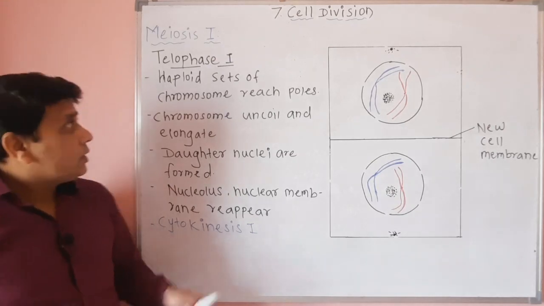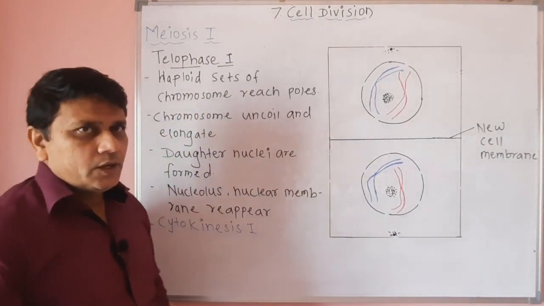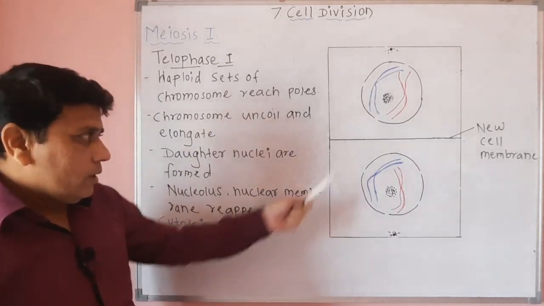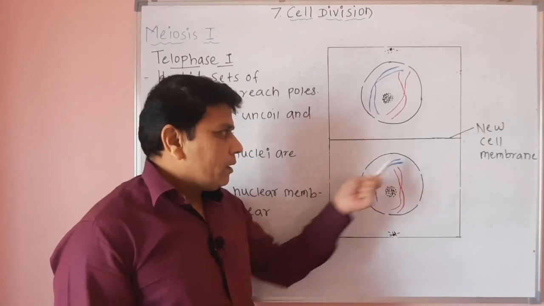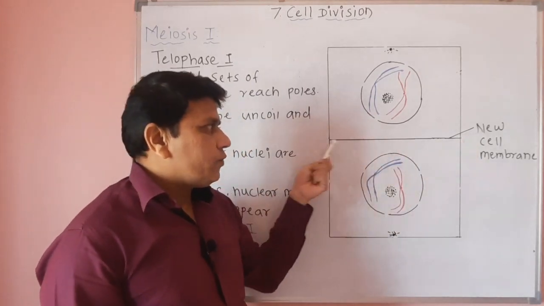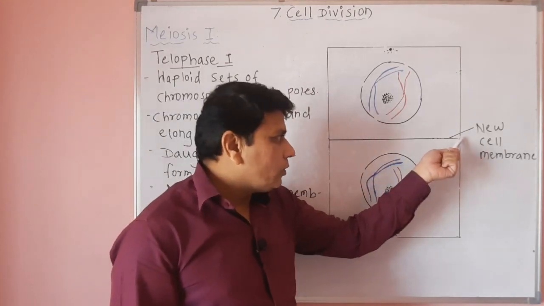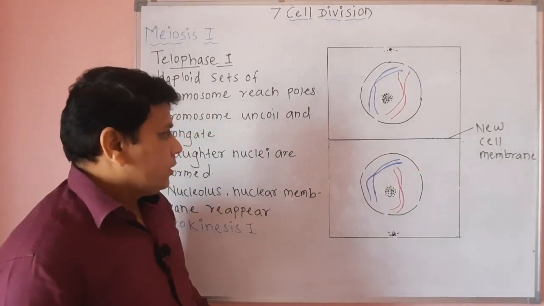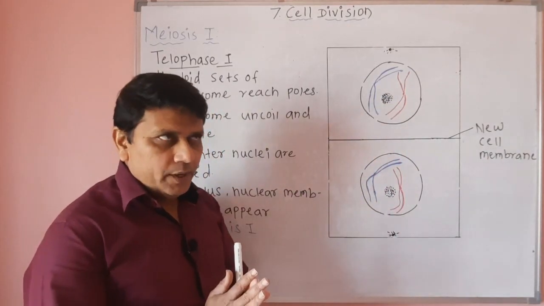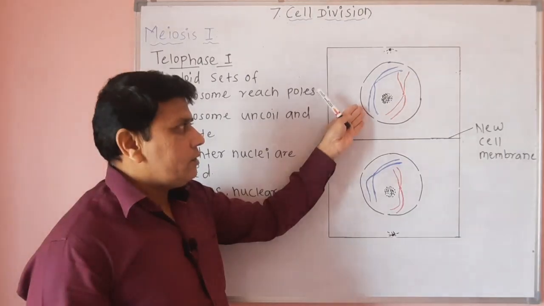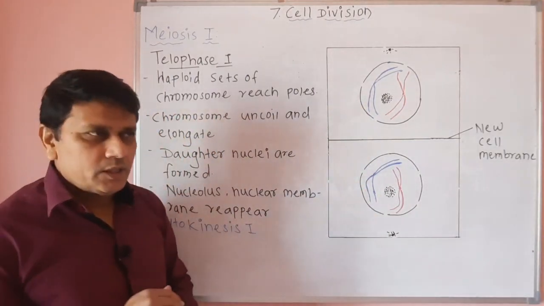Then the next stage is telophase I. Now here in this diagram we can see the telophase stage. Now a total of 2 new cells are produced. A new cell membrane is formed between the cells at the cleavage furrow. The chromosomes have been equally distributed, that is, one set is in this cell and one in this cell. Hence they are called haploid cells.